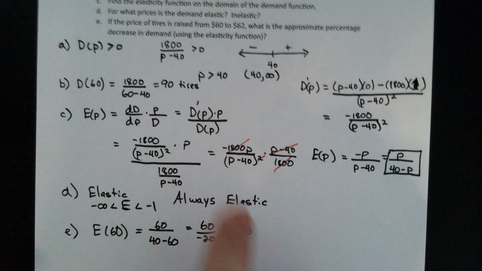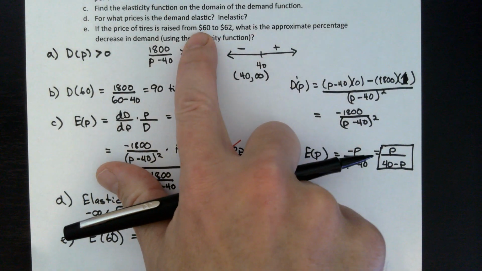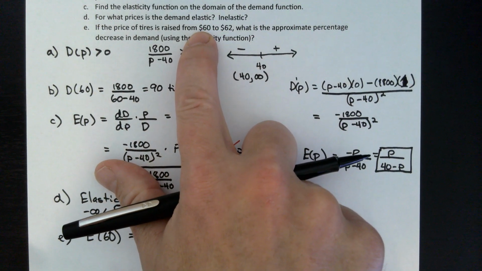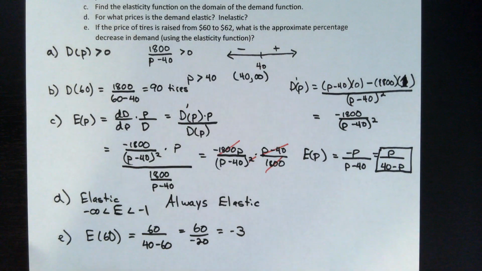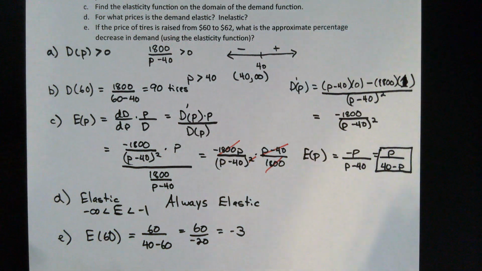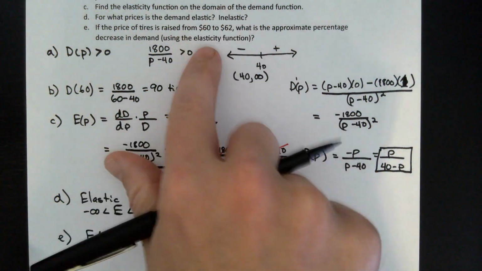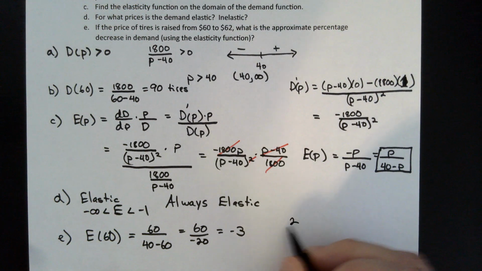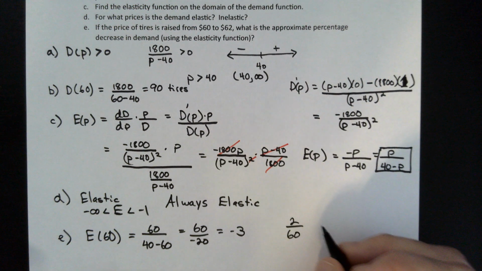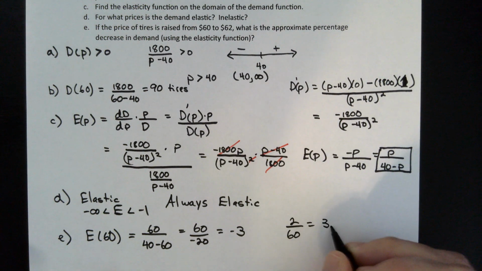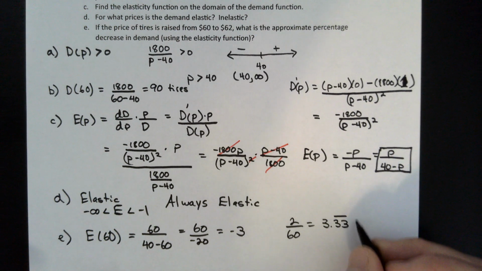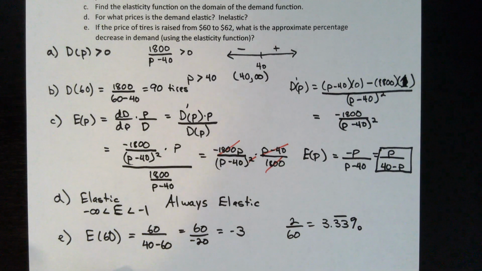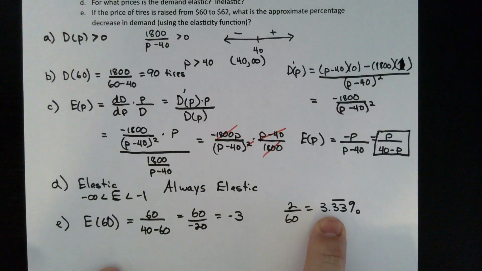Okay, now how much did this change? What percent did the price go up? That's the next thing we want to look at. To do that, we say it went up $2 out of 60. So 2 out of 60, if you divide that, gives you 3.33, and that decimal repeats, percent. Okay, so this is your percent change in the price.